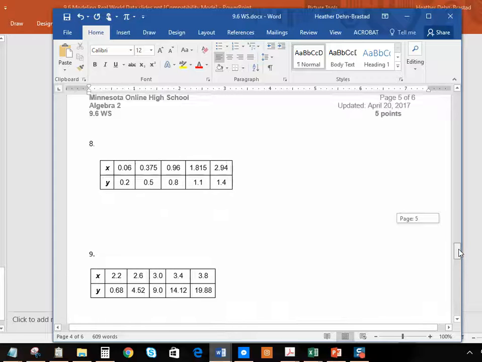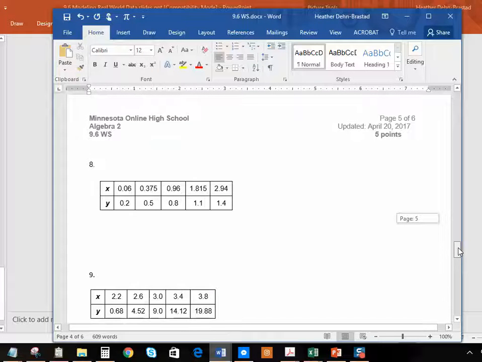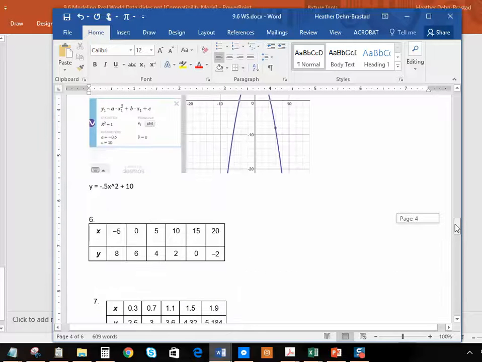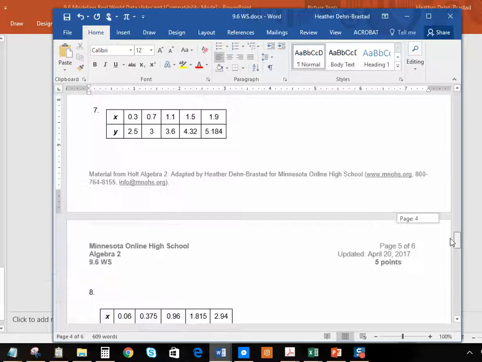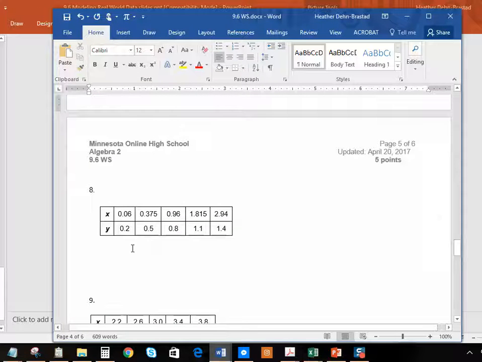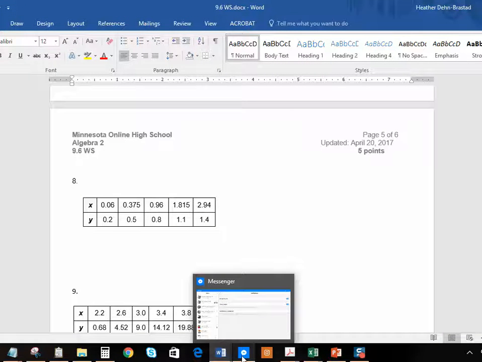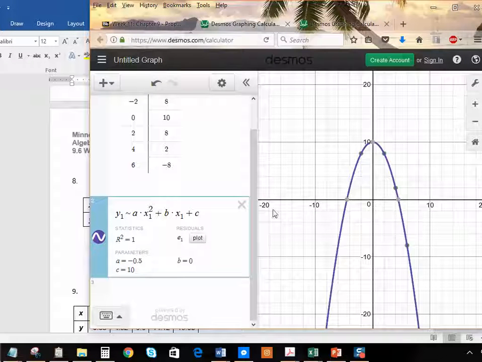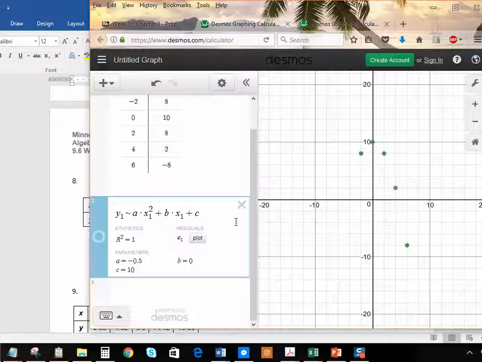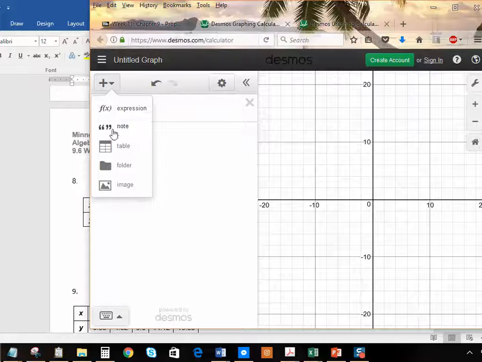Now, when you do these, they're not all going to be quadratic. Some might be linear, some might be square roots, some might be exponential. So you're going to have to run different kinds of regression to find out what type might fit it best. Let's look at number 8. Let's do number 8 using Desmos. So let me move this over, open up my Desmos graph again. And I'm going to turn these off, and I'll just delete them, and make a new table.